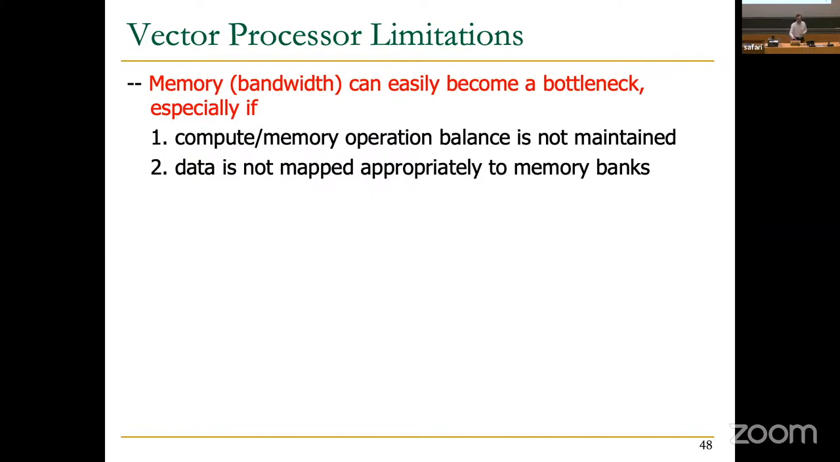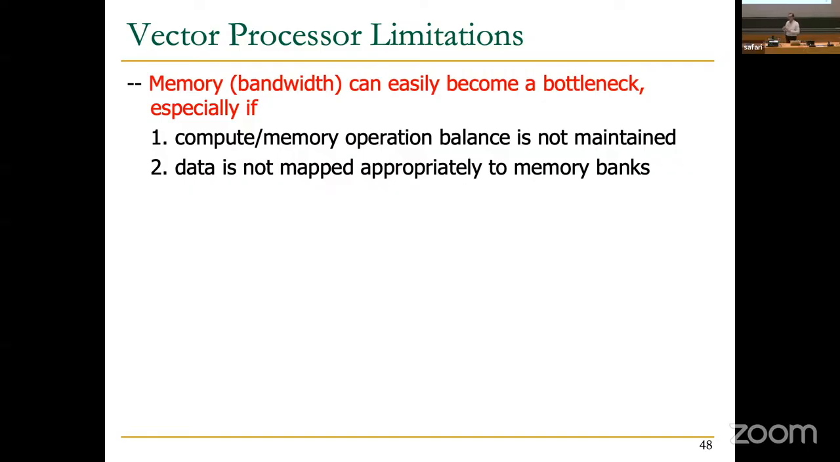Okay, another limitation or downside is, as we will see, memory bandwidth can easily become a bottleneck, especially if you don't have balance between compute operations and memory operations, and especially if data is not mapped appropriately to memory banks. We're going to talk a lot about this actually starting today, and we're going to see memory structure a lot more. But one of the major places where memory first became a bottleneck was really vector processors, because these are pushing the limits, right?